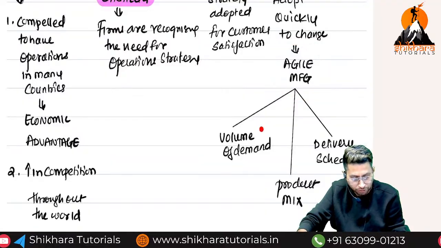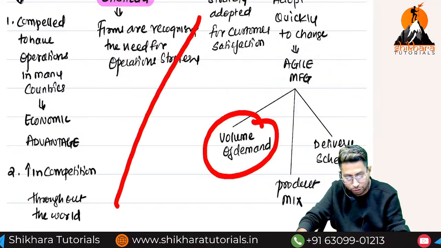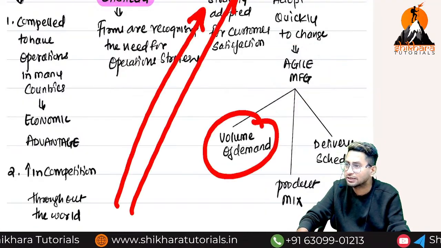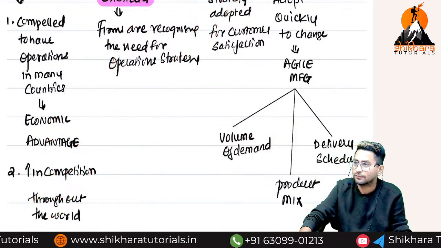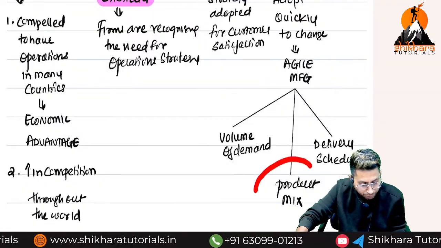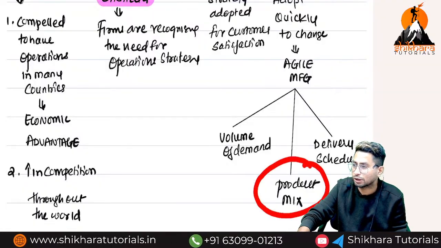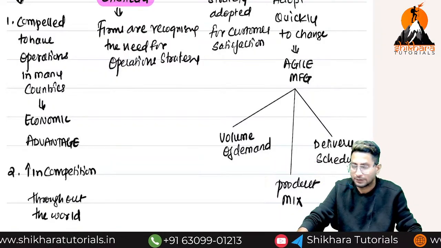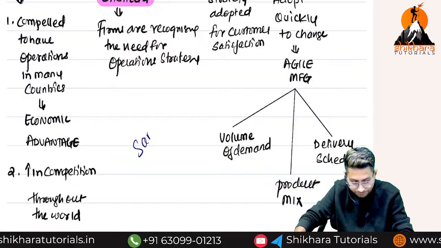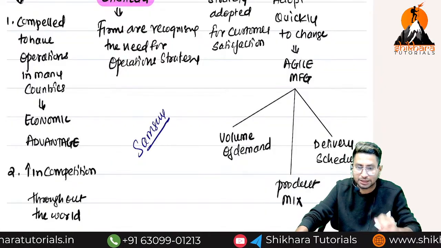It depends upon what? Volume of demand. Demand volume increases, production increases. Demand volume decreases, production decreases. It also depends upon what? Product mix. Product mix means different combinations of products that I am producing. Abhi, have you heard about Samsung? Can you tell me the products which are manufactured by Samsung?